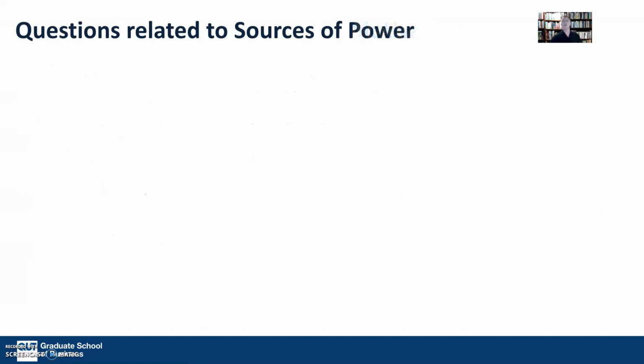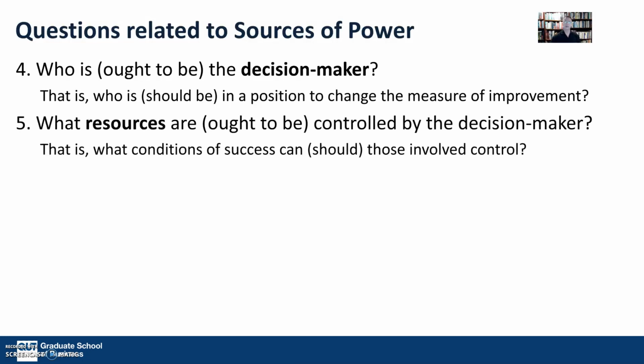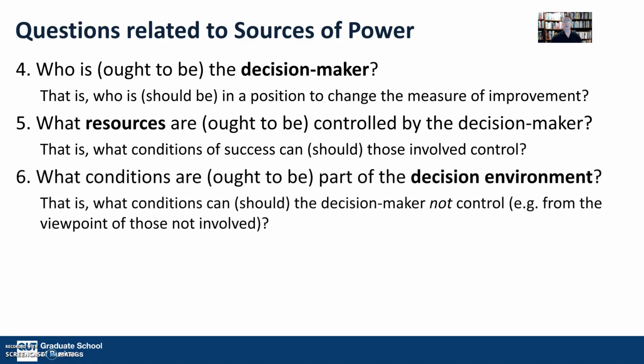Ulrich then goes on to the second of the four bases, and that is the sources of power. Who is the decision maker and who ought to be the decision maker? That is, who is or should be in a position to change those measures of improvement. The fifth question then are what resources are controlled by the decision maker and what resources ought to be controlled by the decision maker. In other words, what conditions for success can and should those involved control? And then finally, what conditions are or ought to be part of the decision-making environment?